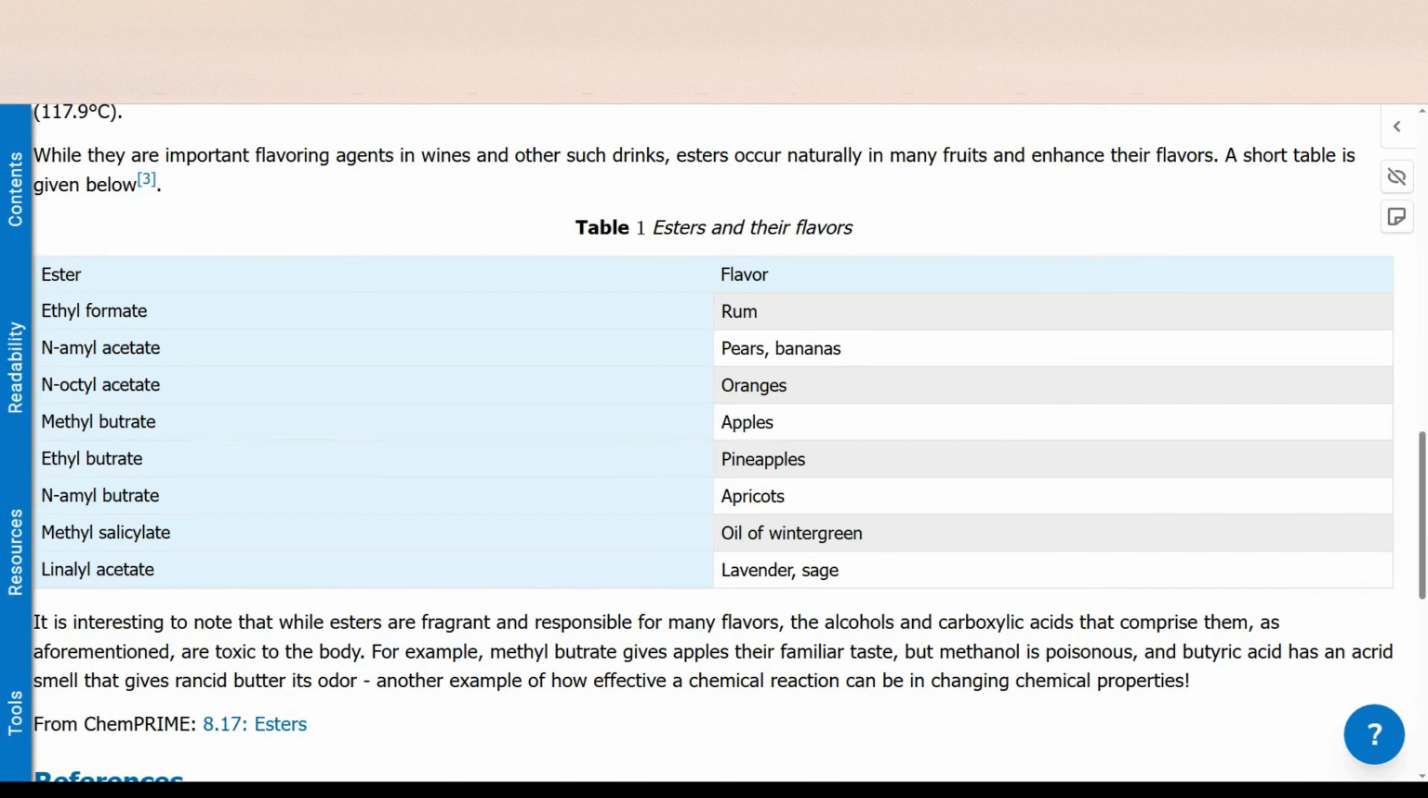Okay, so it's an interesting point to consider how, if you change small things about compounds, they have an entirely different effect on the body.